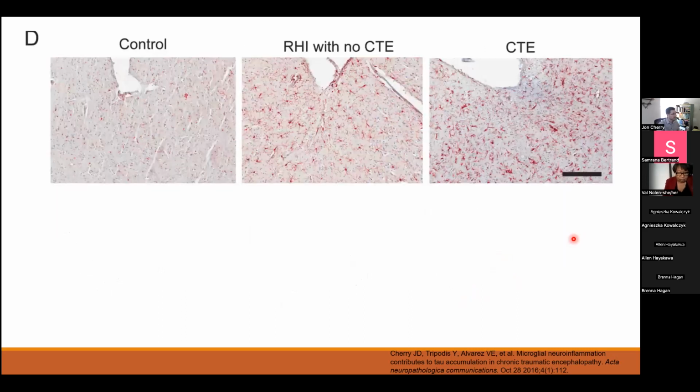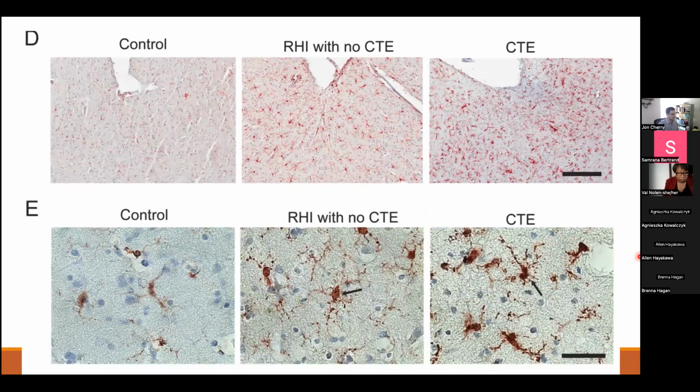We can look at this based on morphologic examination as well. Microglia are a very particular cell type that when they become reactive, they can change their shape from a ramified cell. So they have these processes that are very long and filamentous. And when they become what's called amoeboid, they get a much smaller cell body and shorter processes. And we can see that transition of microglia from individuals who are controls to RHI and then with CTE.